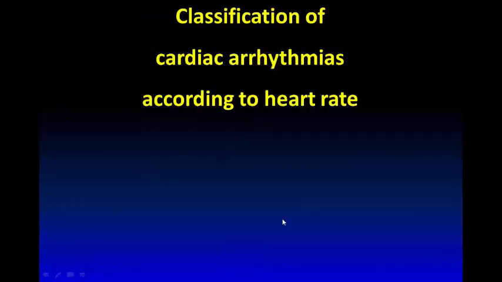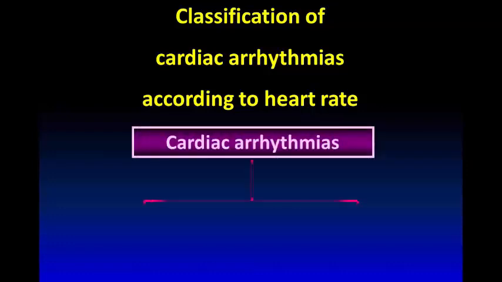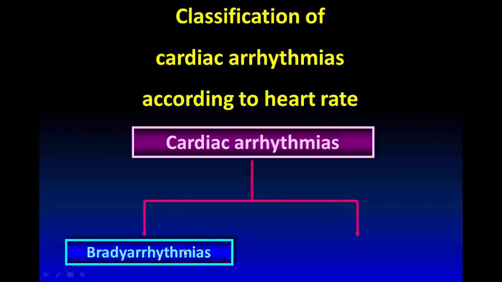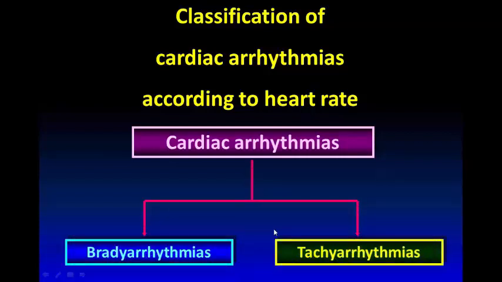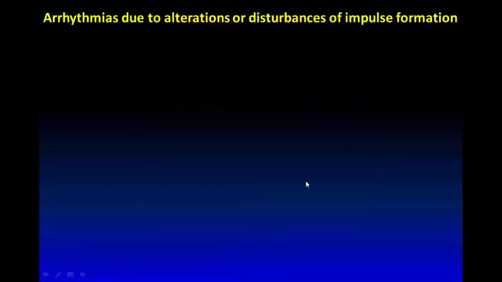A third way of classifying cardiac arrhythmias is based on the heart rate while the arrhythmia is present. Arrhythmias could be classified into bradyarrhythmias and tachyarrhythmias. The most important classification of the cardiac arrhythmias is the classification based on the mechanism of the arrhythmia. And hence we shall describe now these mechanisms in details.